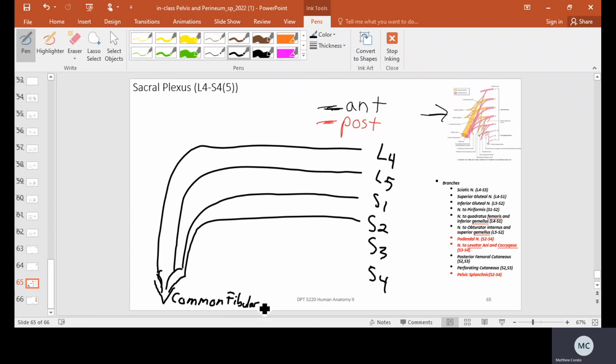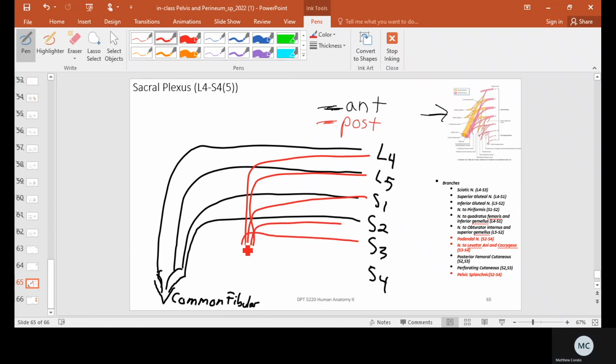Okay? Off the anterior branch here, this is going to be another one of our big honking nerves. L4, L5, S1, S2, and S3 are all going to come together, and they're going to form something called the tibial nerve. That was really bad.